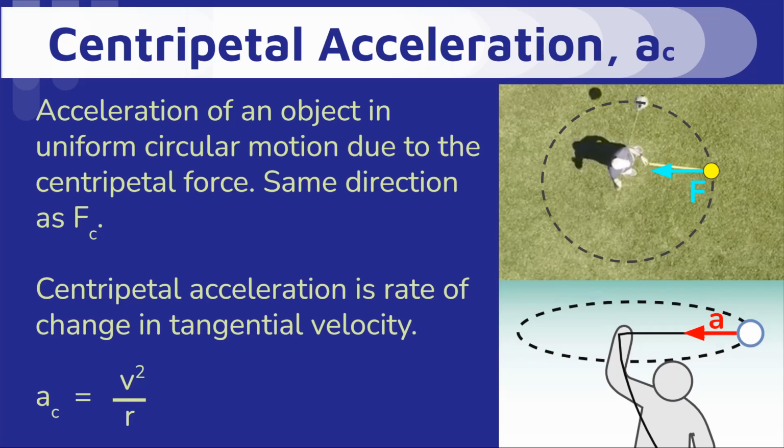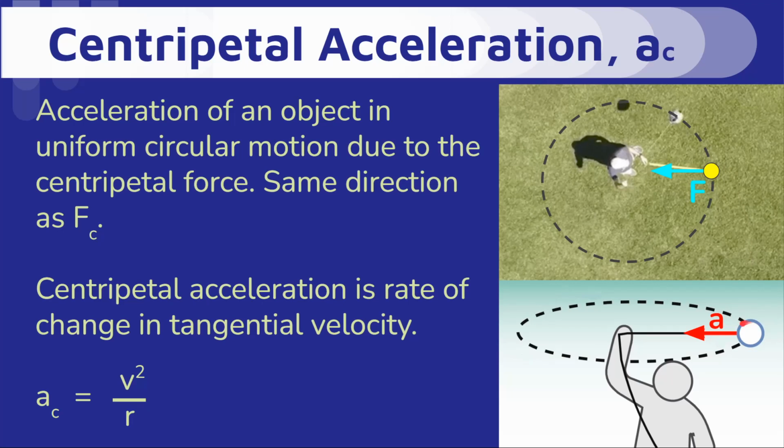All right, so let's get some more definitions. We've already written down definitions for uniform circular motion, and hopefully you have something written down for centripetal force, but now we're going to talk about centripetal acceleration. Centripetal acceleration is the acceleration of an object in uniform circular motion due to the centripetal force. It will be in the same direction as the centripetal force. Again, your acceleration is always in the same direction as your net force. And so if my force is inward, so is my acceleration.